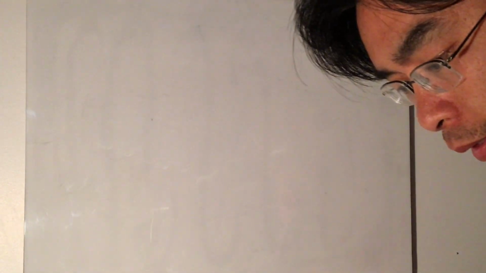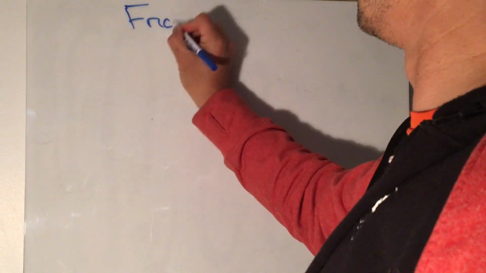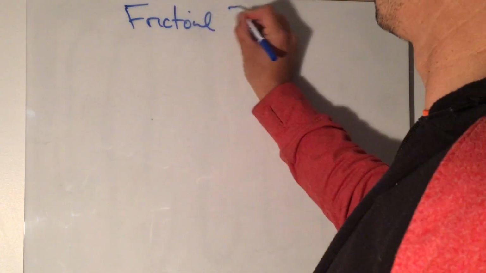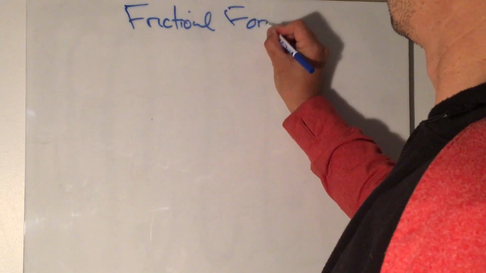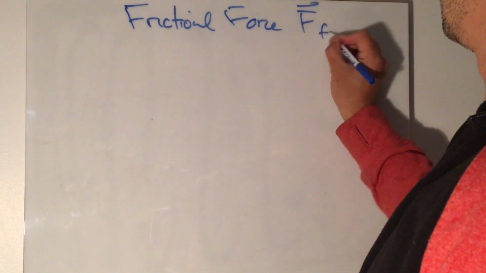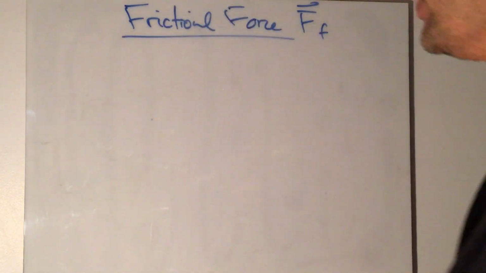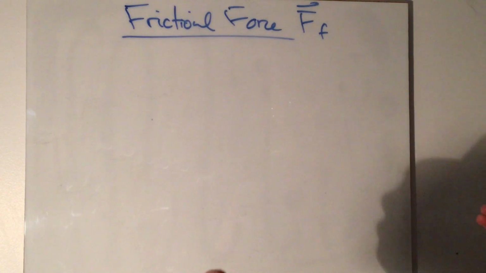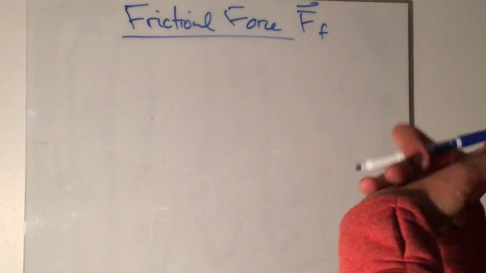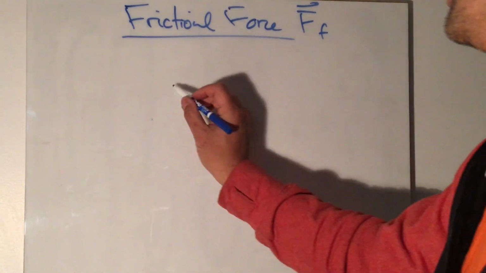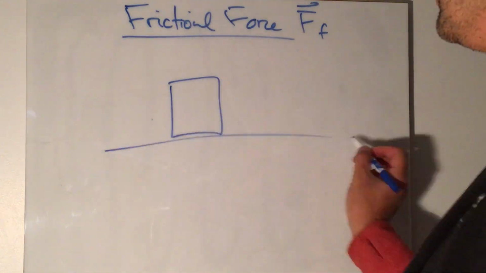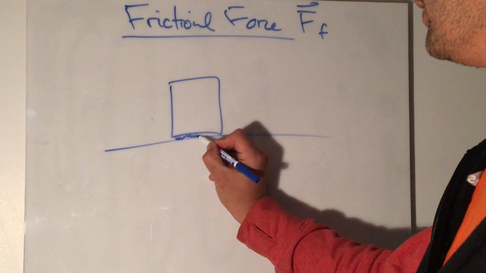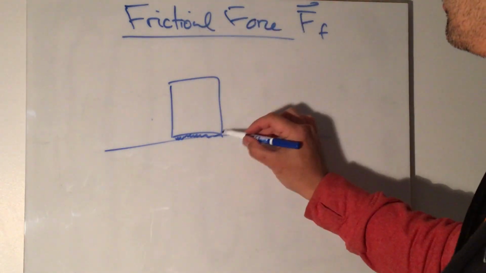All right, and then frictional force, F. So force of friction is the amount of force of two things wanting to, when they rub against each other, right? So if I have a heavy box like this on the ground, the interaction between them is called friction.